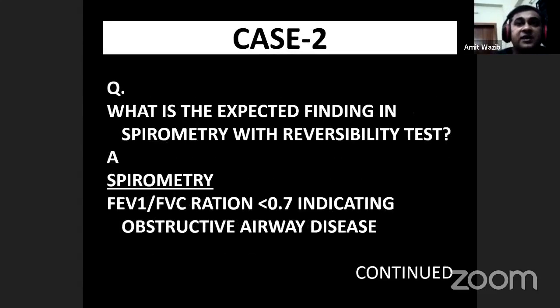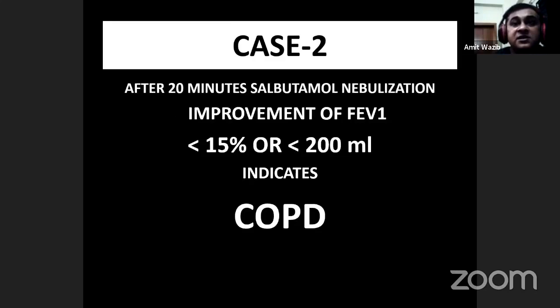Okay, so you will be asked, what do you expect in spirometry? You will have to answer the same way as we have discussed already. That is, in spirometry, first of all, we will define it as an obstructive airway disease with the help of FEV1 FVC ratio. Then we will do the reversibility test, and of course, with the parameters indicating irreversible, we call it COPD, just like that. An improvement of FEV1 of less than 15% or less than 200 ml indicates COPD.